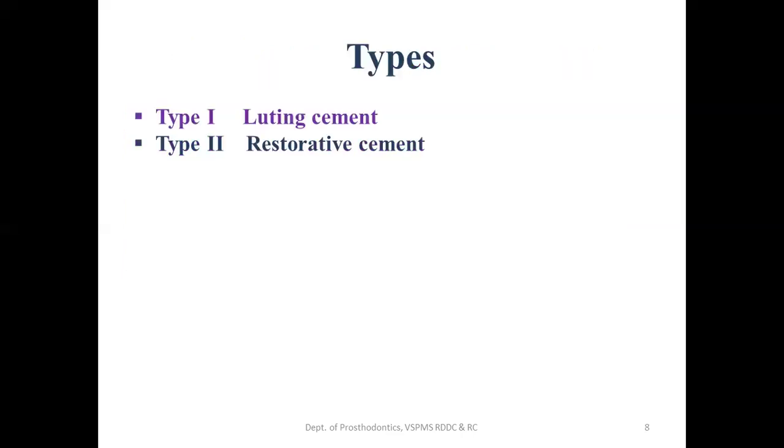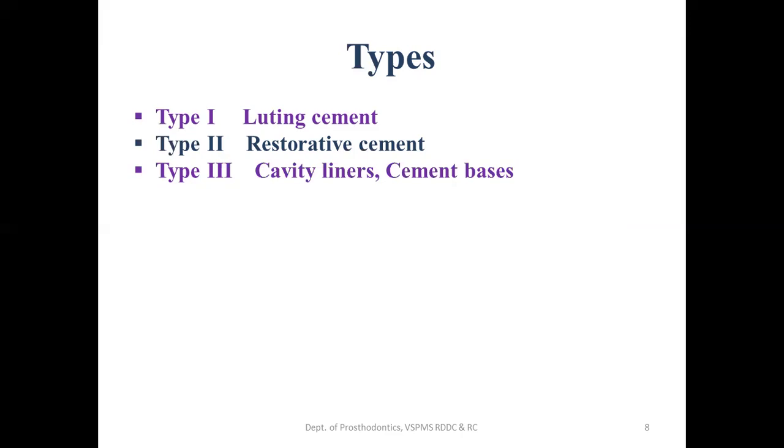According to the ADA specification, there are three main types. Type 1 is luting cement, that is to lute the crown, to cement the indirect restoration. Type 2 is restorative, that is used as a restoration, a filling of the cavities. Then type 3 is cavity liner and cement base, placed just above the pulp; depending upon the remaining dentin thickness, you give a base or a liner. So this is type 3.